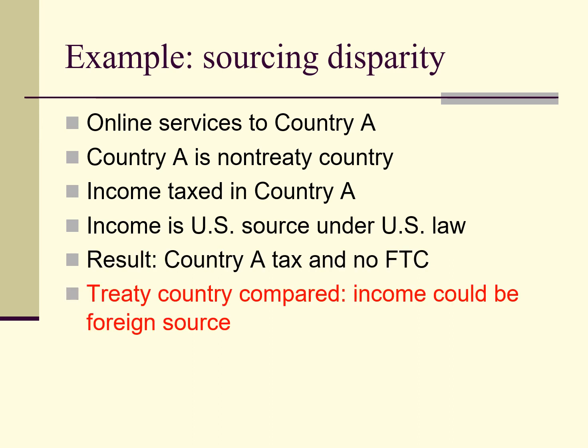If there's a tax treaty between the United States and country A, and if the tax treaty defines as foreign source income any income subject to income tax in country A, then the threat of double taxation is eliminated. This is because the treaty would likely treat any income taxed in country A as foreign source income.